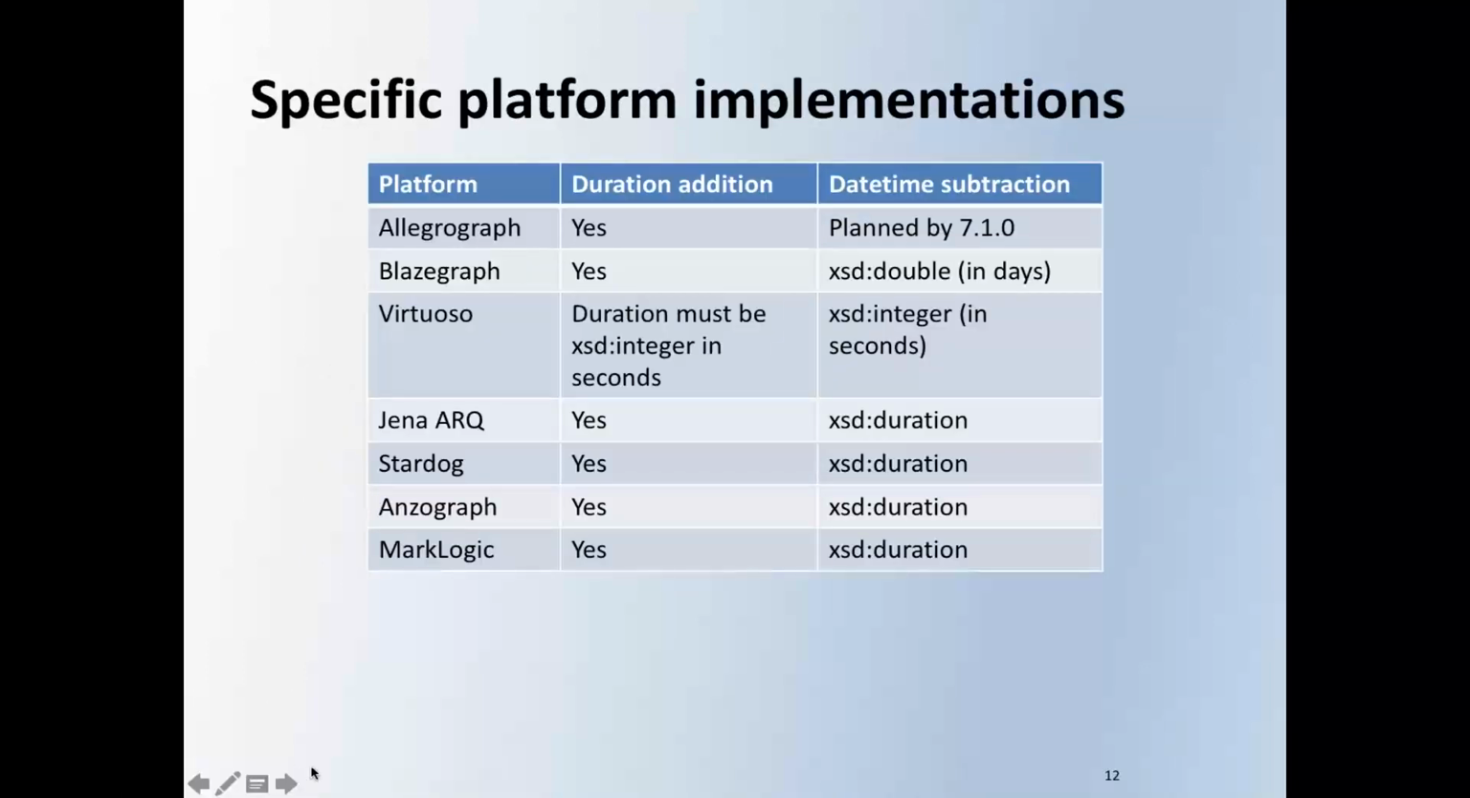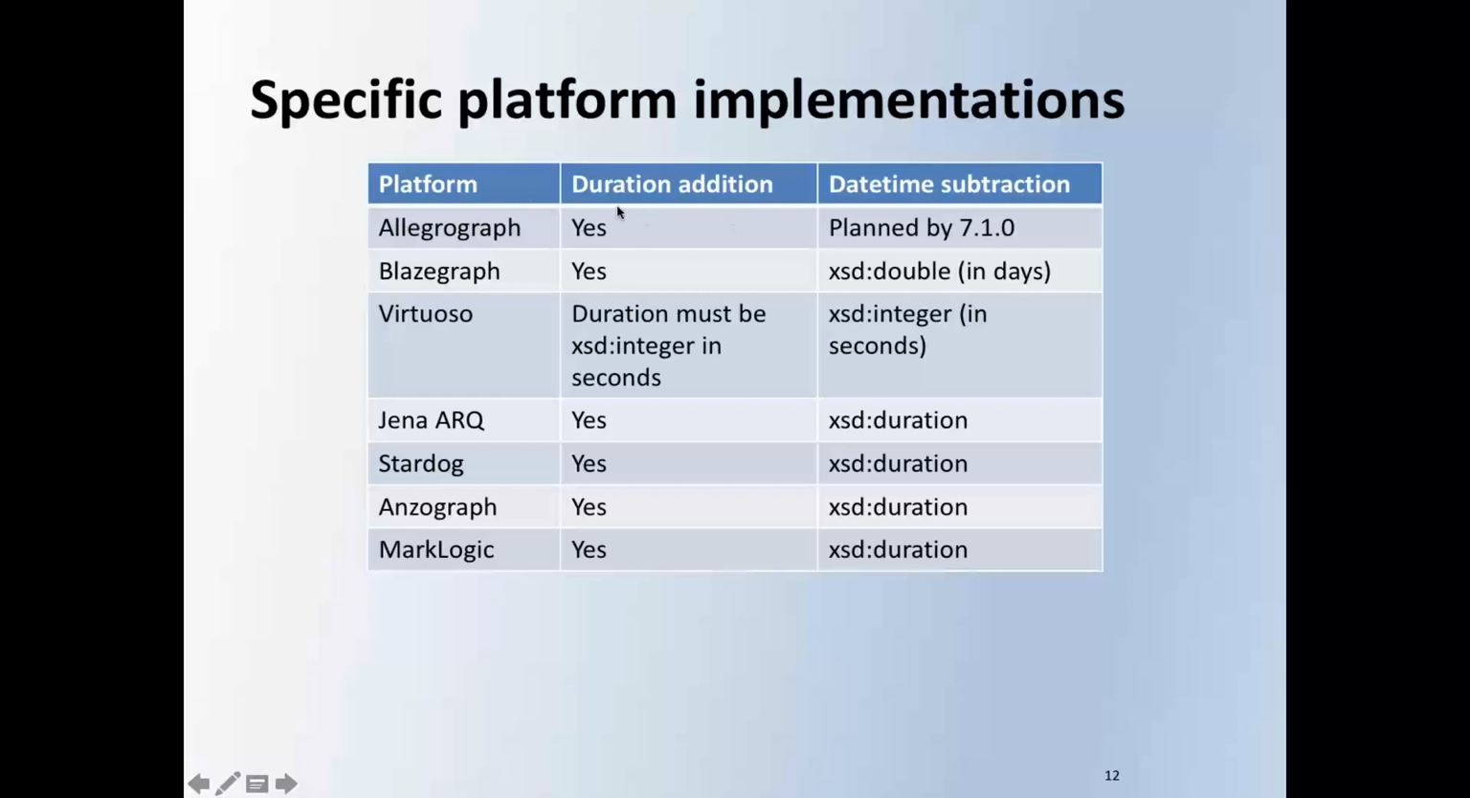Okay, so lots of different SPARQL engines have some sort of solution to this, but they have gotten implemented a little bit differently. So this chart is a summary, and then we'll go through the details of what's happening in different SPARQL engines. So first, Blazegraph does support adding a duration to a date time. Doesn't yet support subtracting one date time from another. Had a back and forth with them about this, and they've said this is coming in version 7.1.0 of Blazegraph, the next big release.